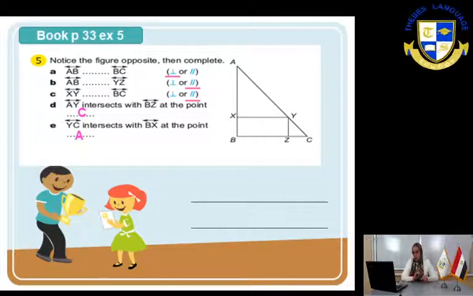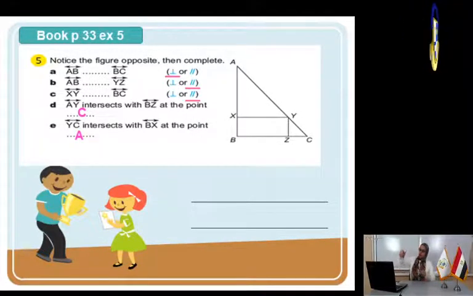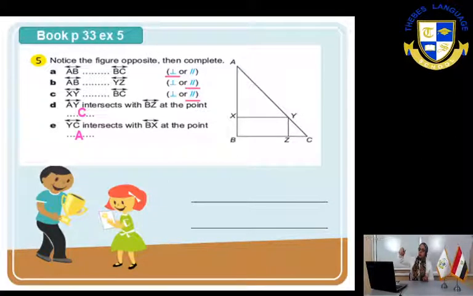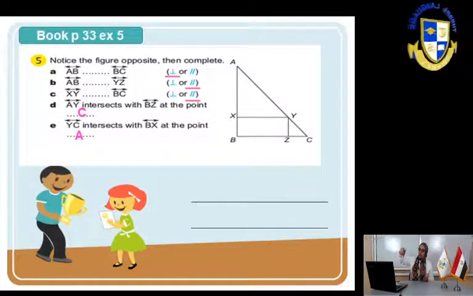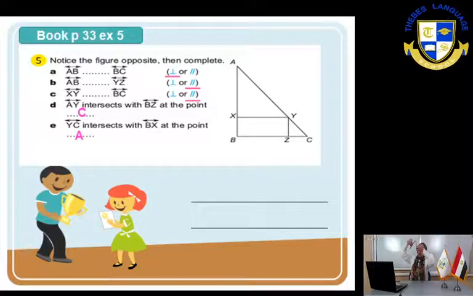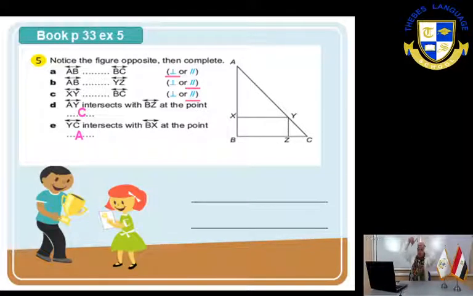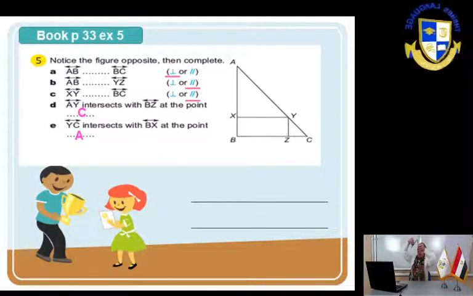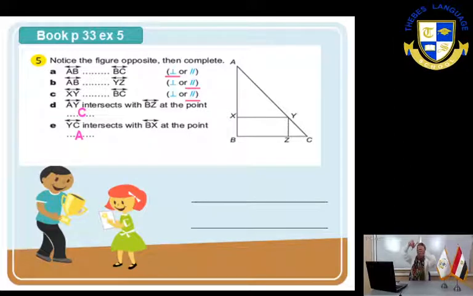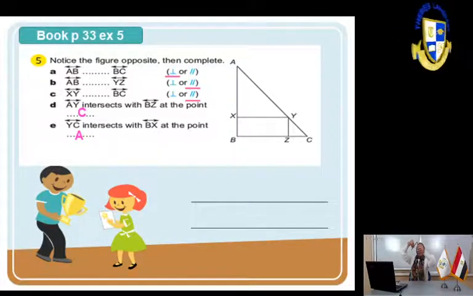Last question in this exercise, YC intersects with BX. They intersect each other? Yes. If we extend them, they will meet each other at how many points? Excellent, 1 point. This point we call A. Super.